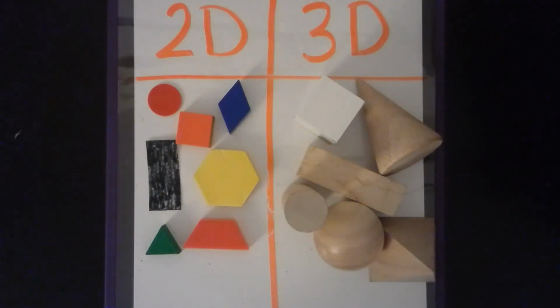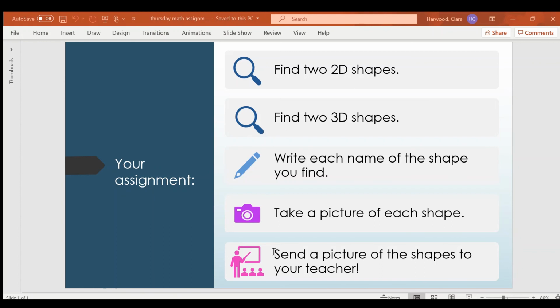Great job. Now it's time for your assignment today. You will need to find two 2D shapes and two 3D shapes for today's assignment. You could find these in many different places all throughout your home. I also have a challenge for you today. Your challenge is to write down the names of each of these shapes that you find today. Once you have found those shapes, so two 2D shapes and two 3D shapes, 2 and 2, that makes 4.